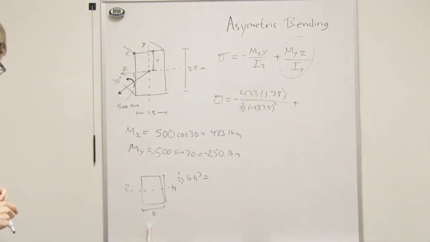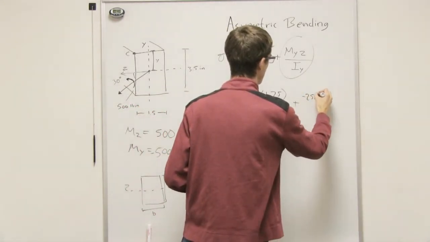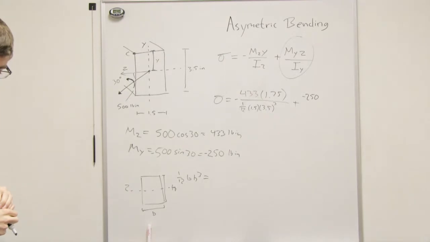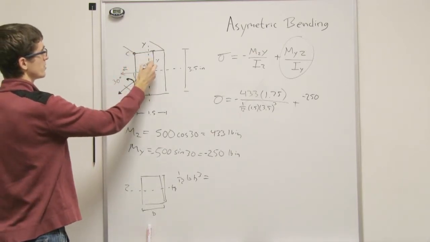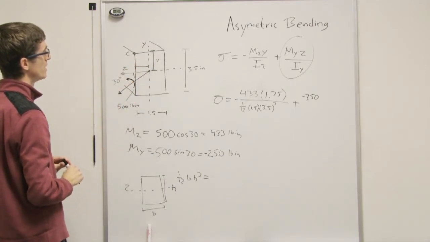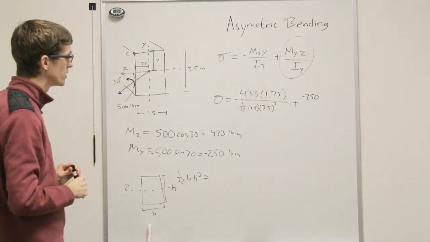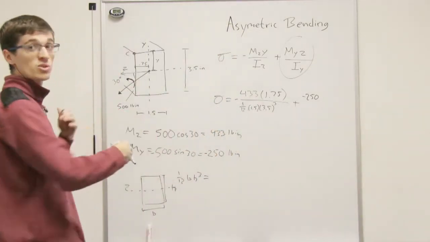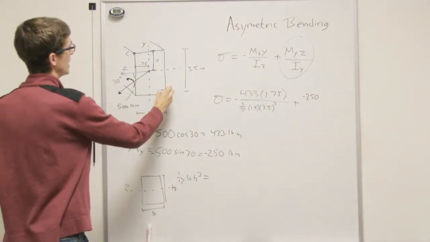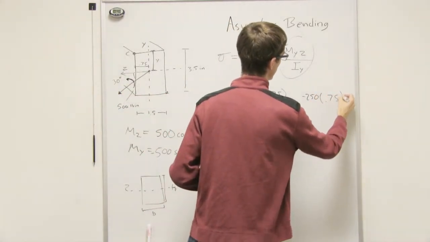plus the moment about the y, which we found to be negative 250, times our z, and we're looking for compression, so we're looking for this distance right here, right? And so that will be 0.75. And that's in the positive z direction, so it's going to be positive. If we were looking for tension, then we plug in a negative 0.75 right there. But it's positive, so we're going to use 0.75.